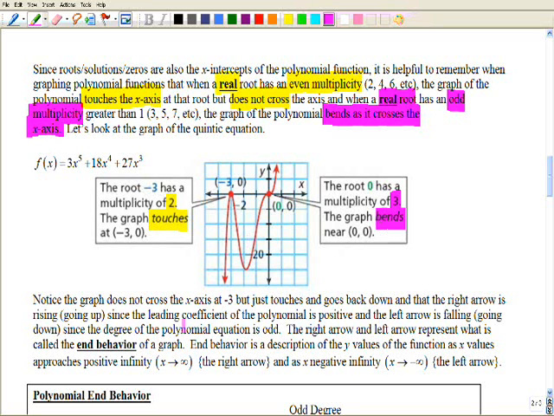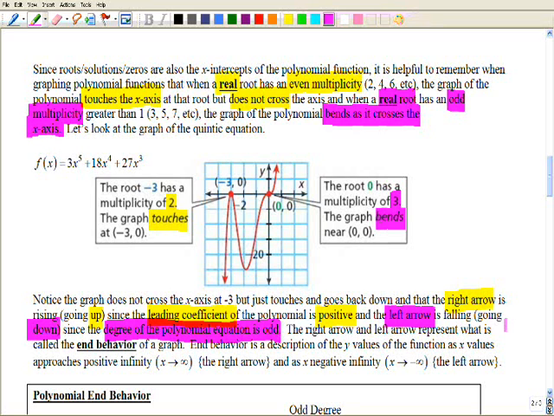So notice the graph does not cross the x-axis at negative 3, but touches and goes back down, and that the right arrow is rising, going up, since the leading coefficient of the polynomial is positive. That's an important thing to know. The right arrow will go up since the leading coefficient of the polynomial is positive. And the left arrow is going down, it's falling, since the degree of the polynomial equation is odd.